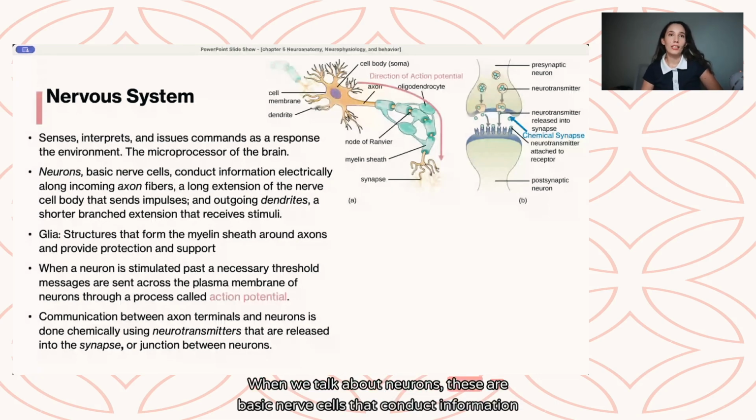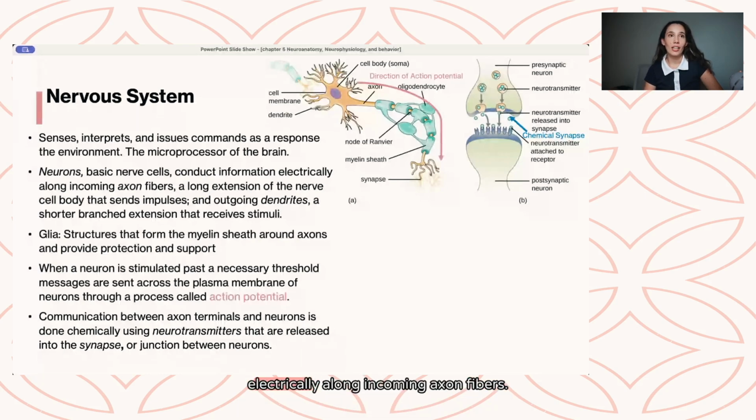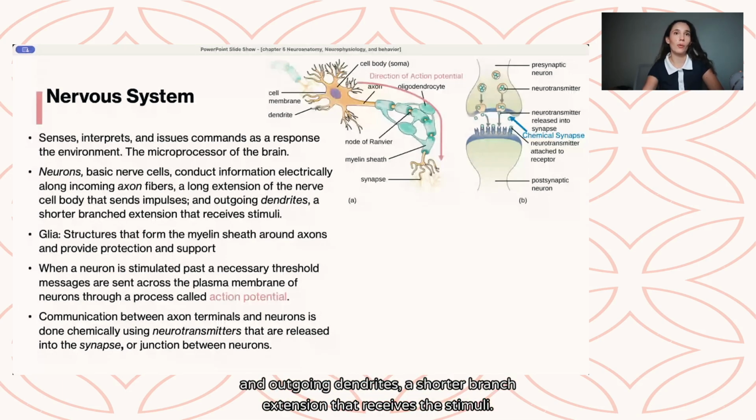When we talk about neurons, these are basic nerve cells that conduct information electrically along incoming axon fibers. Again, that is this kind of long thing covered in the green. This is a long extension of the nerve cell body, and it sends impulses. Outgoing dendrites are a shorter branch extension that receives the stimuli. So the dendrites receive the stimuli, and we can see that here as well.